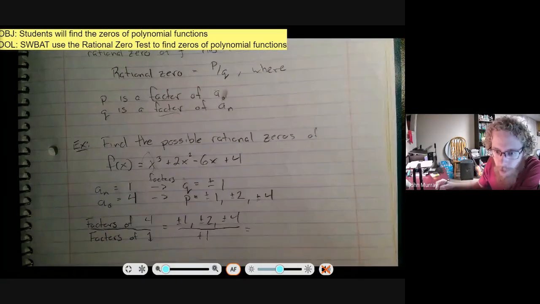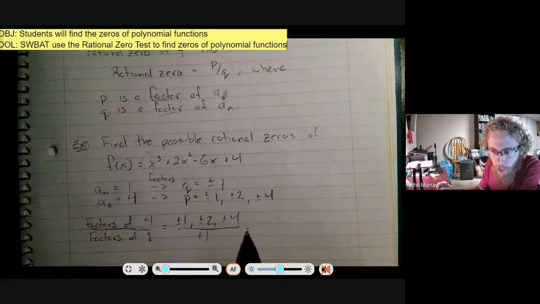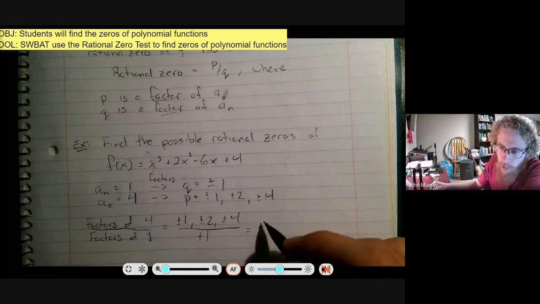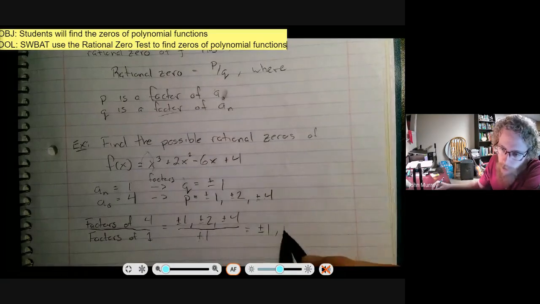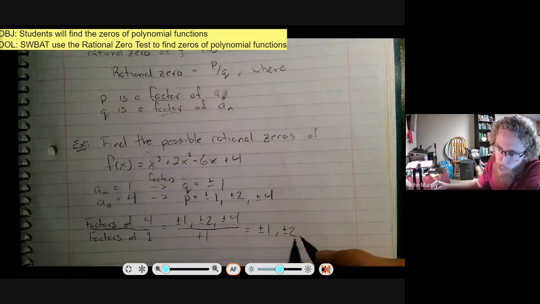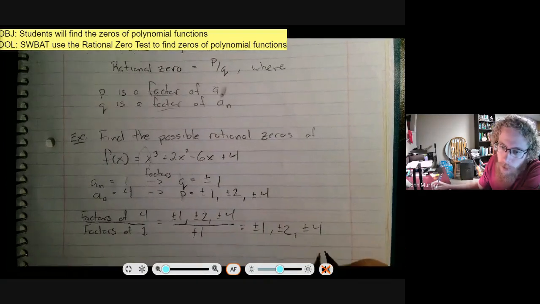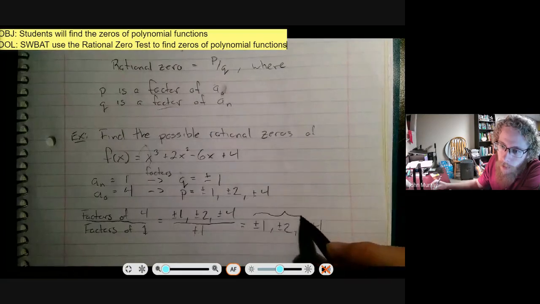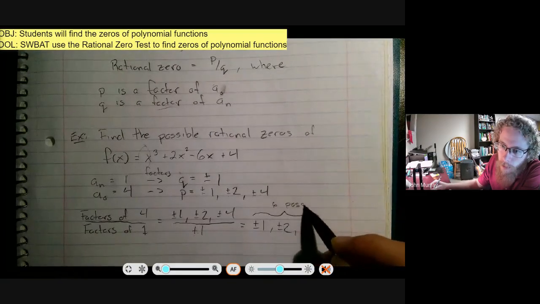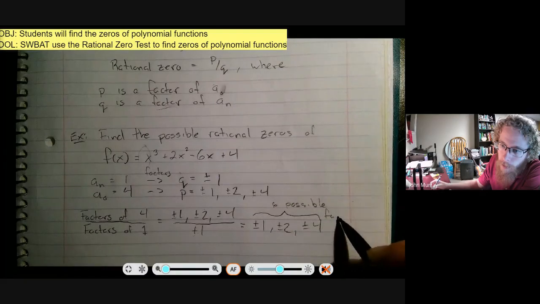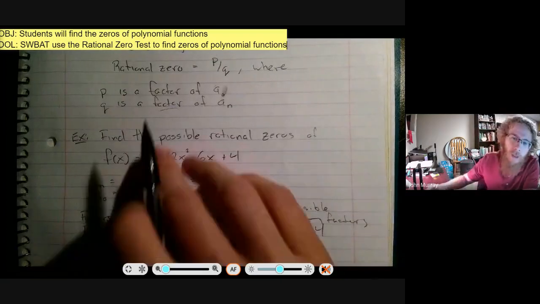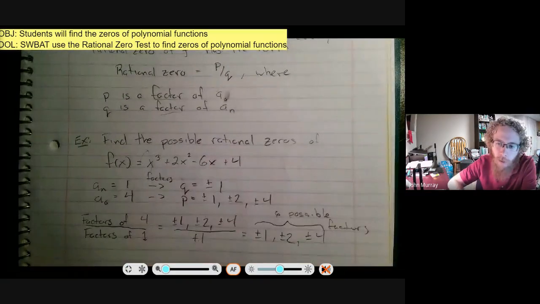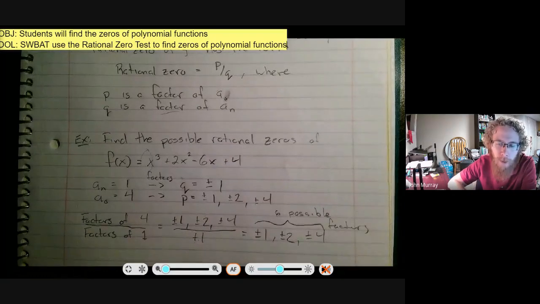But what we want is all the separate ones. So for every comma, we do a separate factor. For the first comma, we're going to have 1 over 1, so that's plus or minus 1. Then we have 2 over 1, so that's plus or minus 2. And then 4 over 1, so that's plus or minus 4. Okay. So that's telling us that this polynomial function has 6 possible factors.